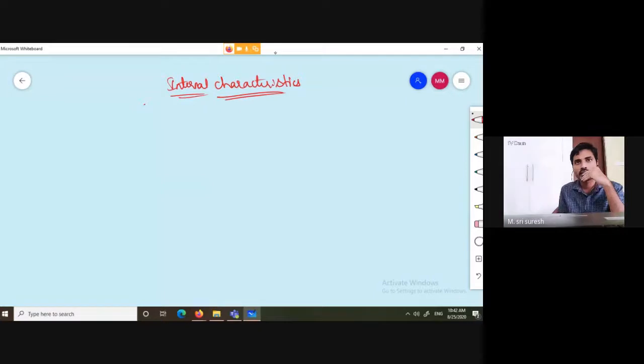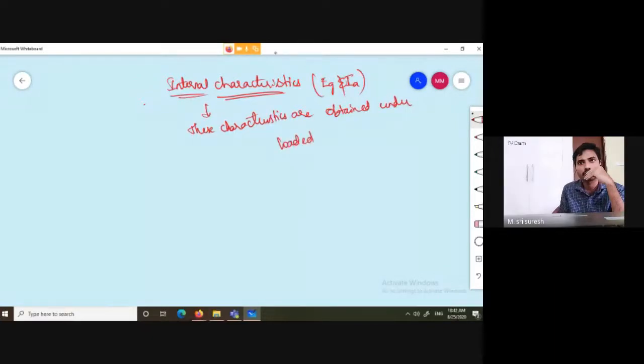So internal characteristics operate under loaded condition. Internal characteristics are drawn between EG and IA. These are obtained under loaded condition, so that means load is connected to the circuit.